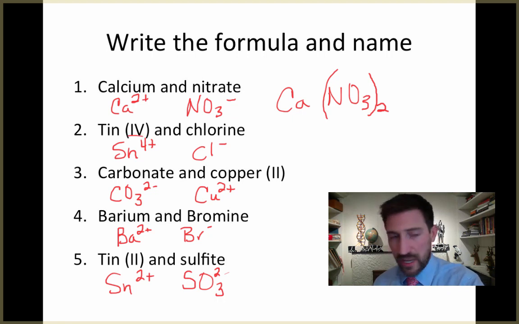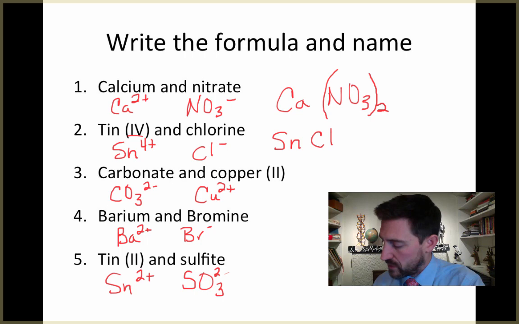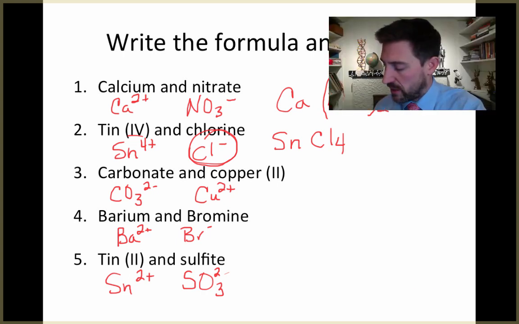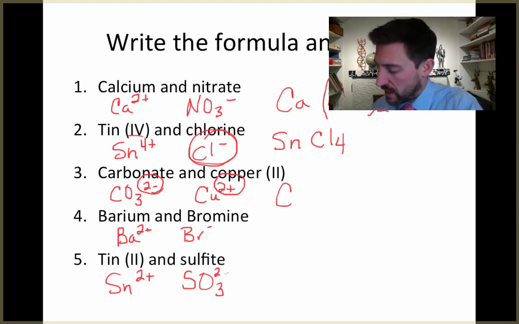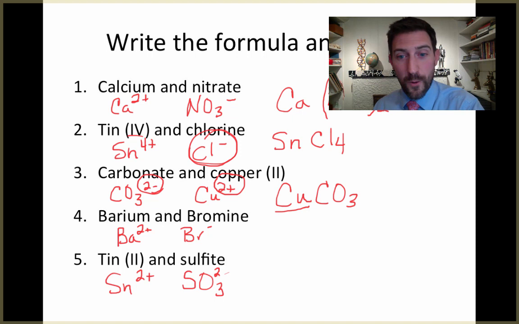All right, tin. It was tin 4, which is why I put the plus up there. So I'm going to have Sn, Cl. I know I need 4 of these negative chlorines to even that out, so I've got SnCl4. Next one down here, copper and carbonate, but here's the thing you got to be careful of. Look here, that's the cation and that's the anion. So I've written them out backwards, and you got to write them out in the correct order. So this is going to be copper carbonate. Be careful there. Again, the cation has to go first.